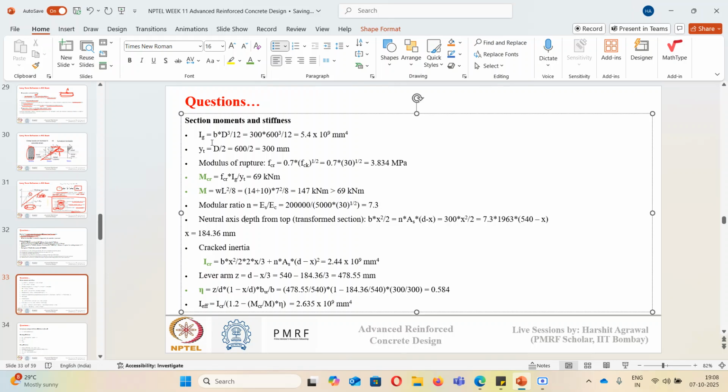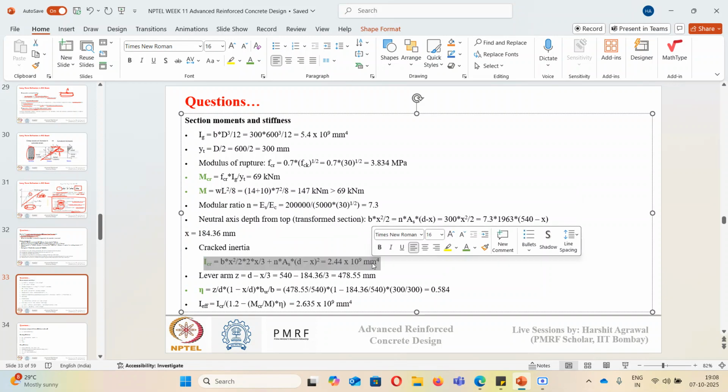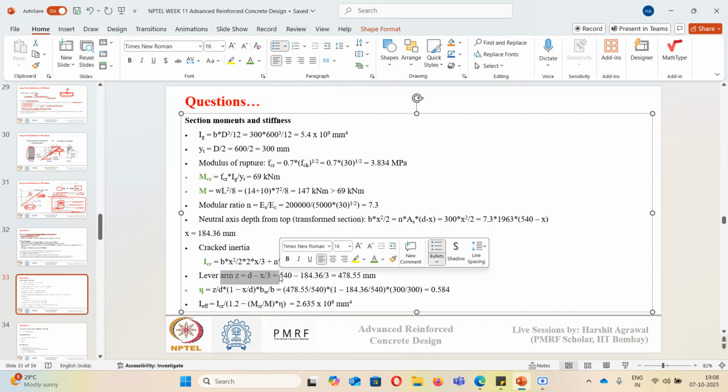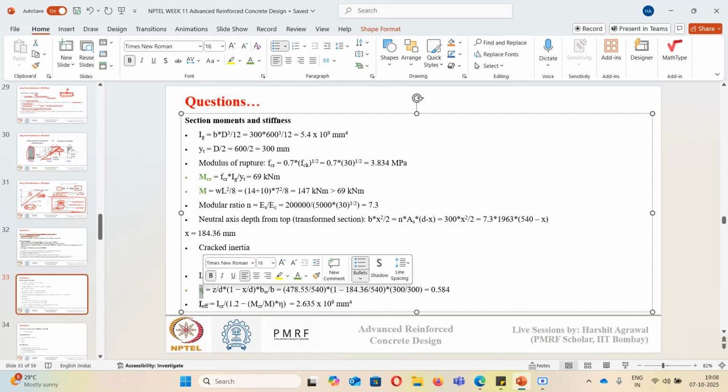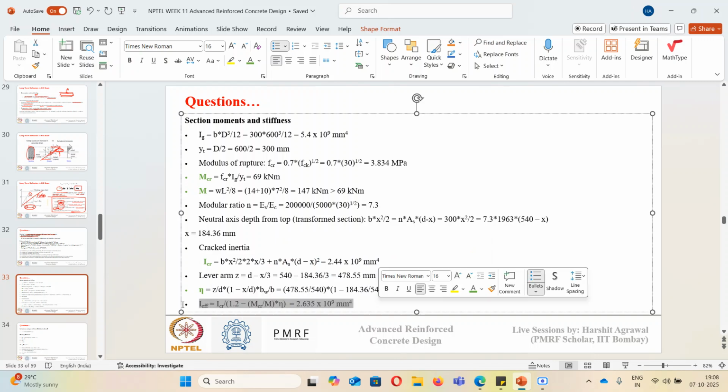So first, the gross moment of inertia, then we calculated the cracking moment. We checked whether the actual moment which is acting is more than the cracking moment or not. Then we calculated the depth of neutral axis by equating the area moment of concrete and steel. Then we calculated the cracked inertia by multiplying the area moment with the distance of the center of section from the neutral axis. We got the cracked moment of inertia. We calculated the lever arm distance, the value of eta, and then we calculated I effective. I effective will come out to be this. Okay, so this was the first part.